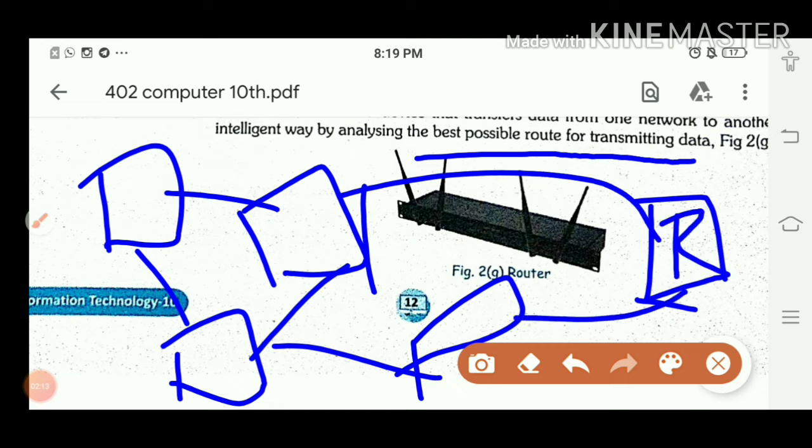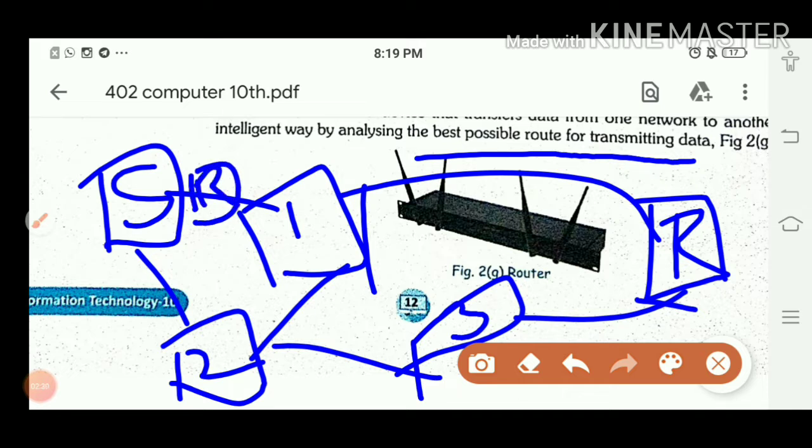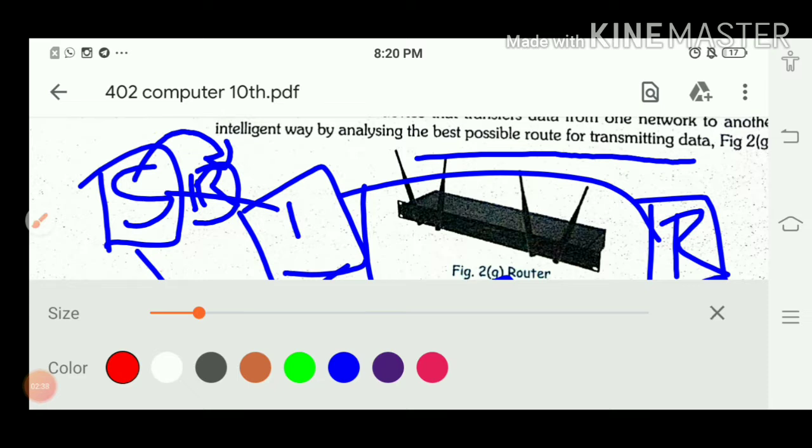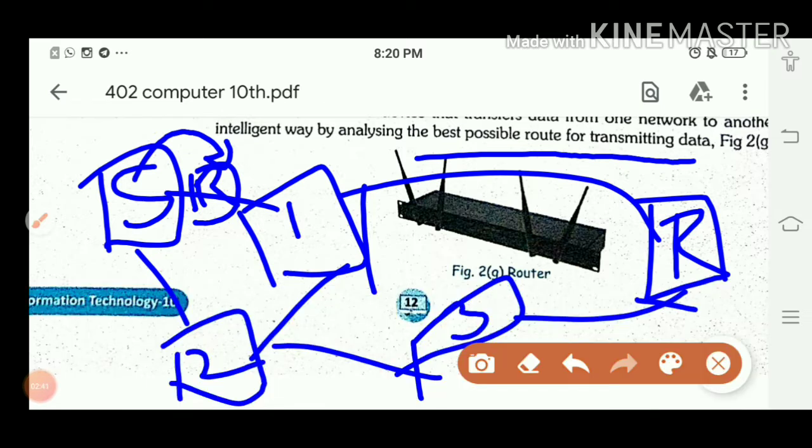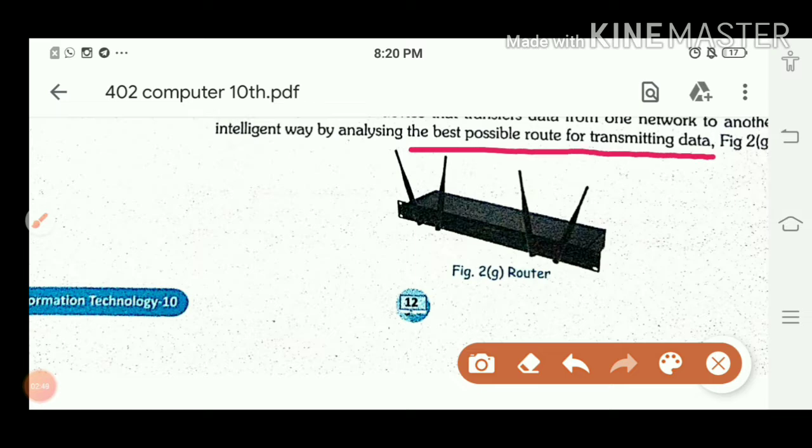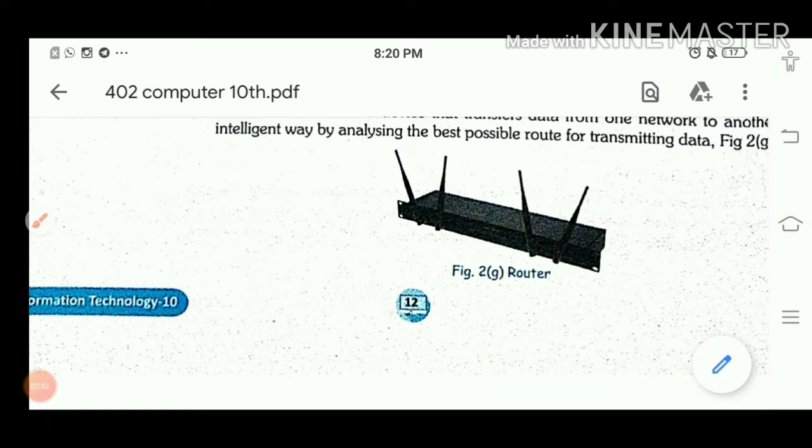This one is the receiver and this one is the sender. Now the sender wants to transmit data to this receiver. This one is node 1, node 2, node 3. If we are placing a router here, then what is the function of this router? When data is coming from this sender, the router will check which path is the best one. Then the router selects the best path, and data will transfer through that specific path. So this is the function of router. Router is there for finding the best possible route for transmitting the data.